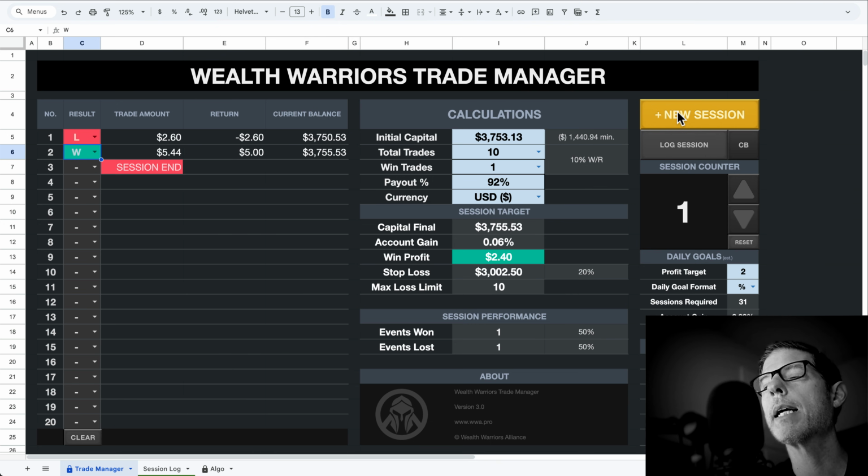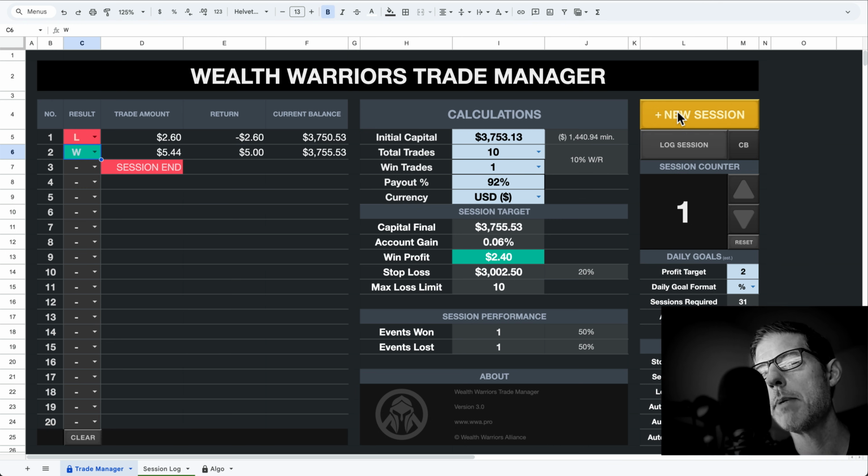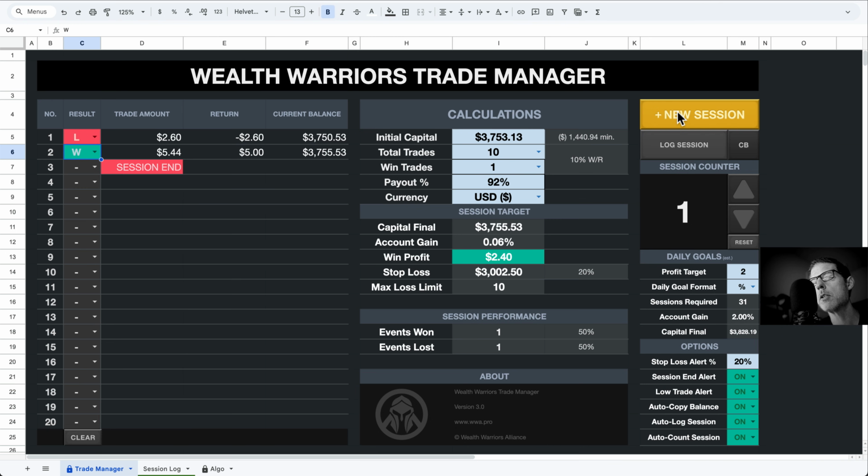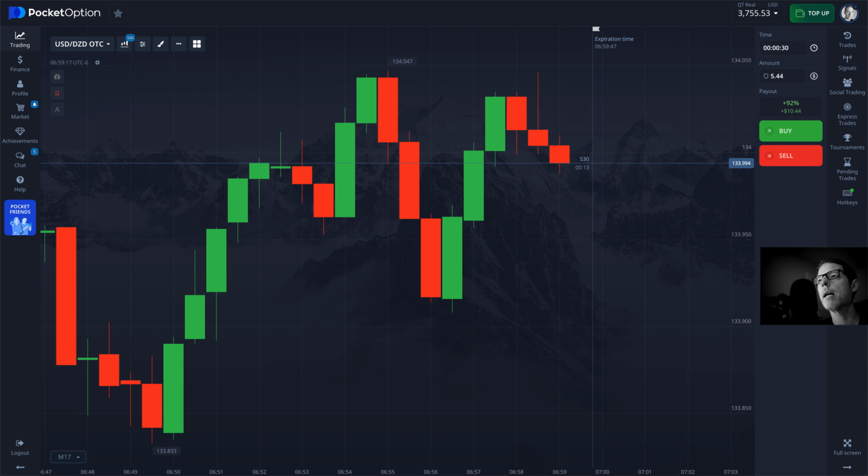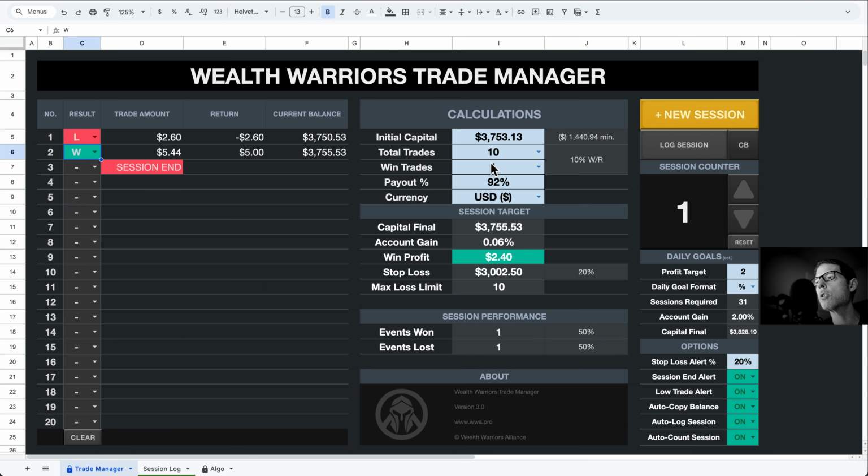Now, what happens when I click on the New Session button? Well, this is a multifunctional button in version 3 of the Trade Manager, and it takes on many different tasks. Before, we had to do everything manually. We had to click on the clear button, clear out the trades. We had to copy the capital from Pocket Option, paste it into the Trade Manager. We had to log our sessions manually and add a session completed on the session counter. Now all of this is done automatically.